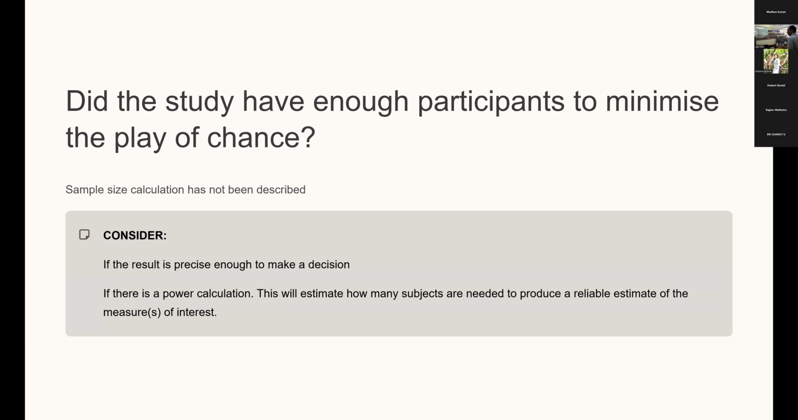So, did they have enough participants to minimize the play of chance? They have not described the sample size calculation in detail. They've just said that they've taken 100 patients.